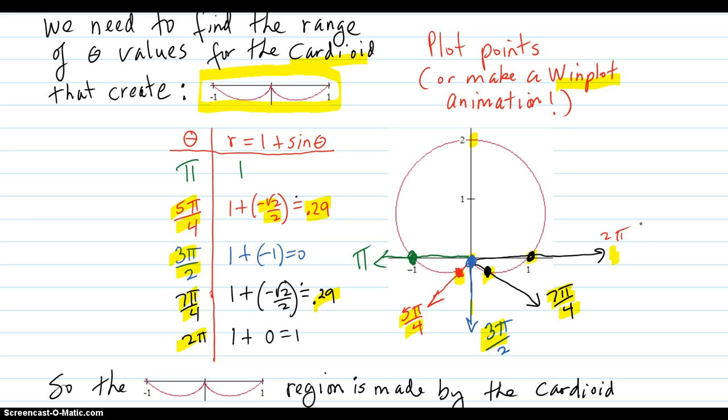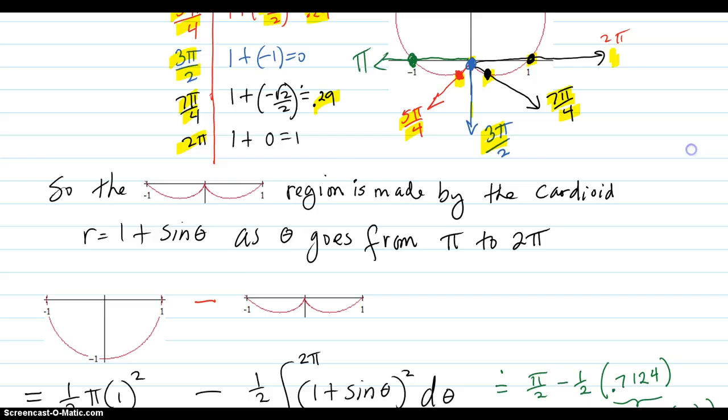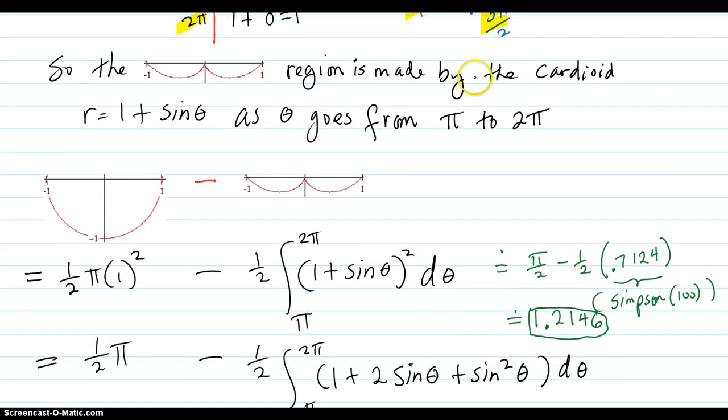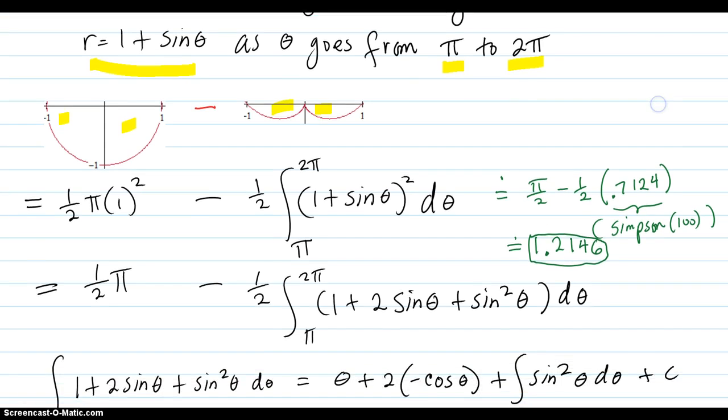Okay. So there's your points. So now you know how the curve is being traced out. It's starting at pi and swinging around to 2 pi. So the region is made by a cardioid, 1 plus sine theta, as theta goes from pi to 2 pi. So what we've got to do is take this area and subtract off that area from the cardioid. So that's half of a unit circle, 1/2 pi 1 squared. Here's your area. There's a subtraction sign from here: 1/2 of your function of theta squared, d theta, from pi to 2 pi. That's your formula for the area.